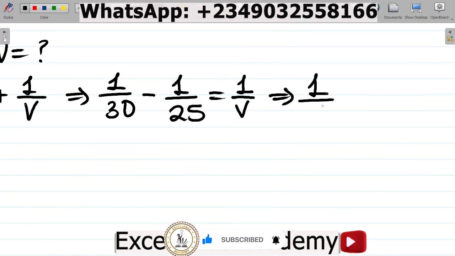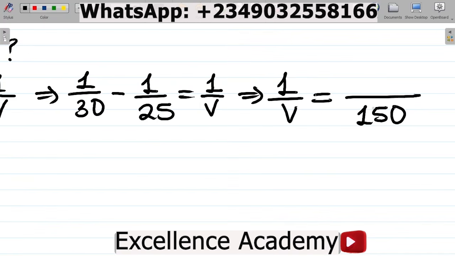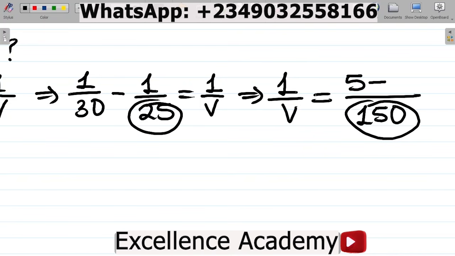I'll have that 1 over V is equal to, for 30 and 25, the LCM of 30 and 25 is simply 150. So I have an LCM there of 150. Now to solve this, of course, 150 divided by 30 gives you 5. 5 times numerator, 5 times 1, gives you 5. So I have 5 minus, next up, 150 divided by 25. And if you punch that, 150 over 25 gives you 6. 6 times numerator, 6 times 1 gives you 6.